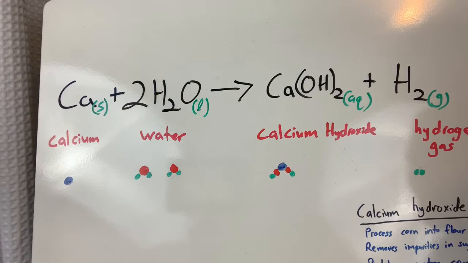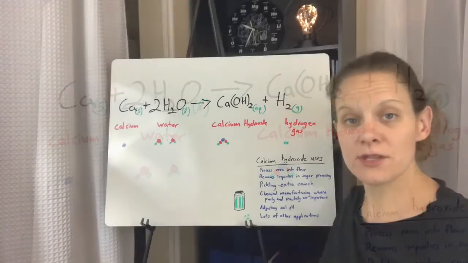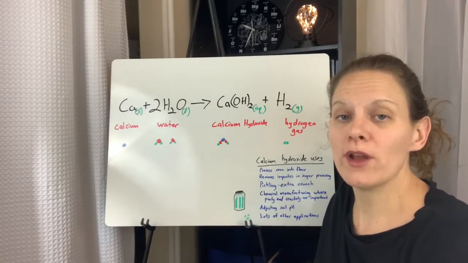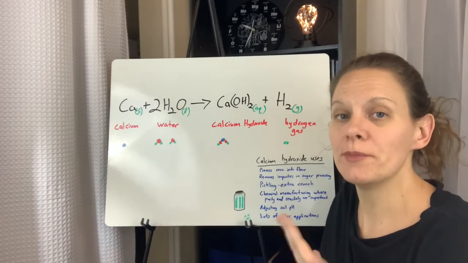Hydrogen gas is flammable. You know that whole Hindenburg thing? It makes a big boom if you have enough of it. Calcium hydroxide has a lot of uses, one of which was in pickling. It's something called pickling lime.